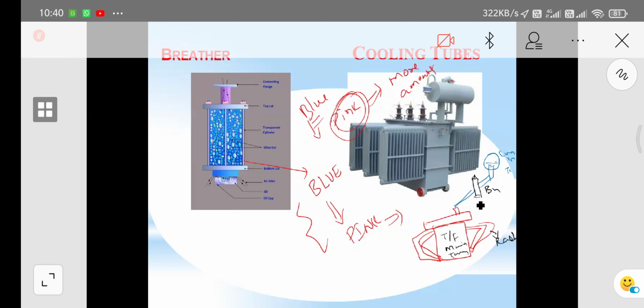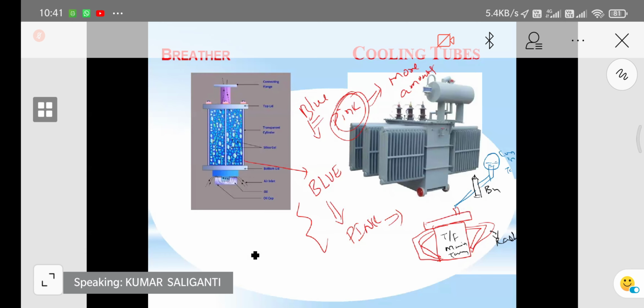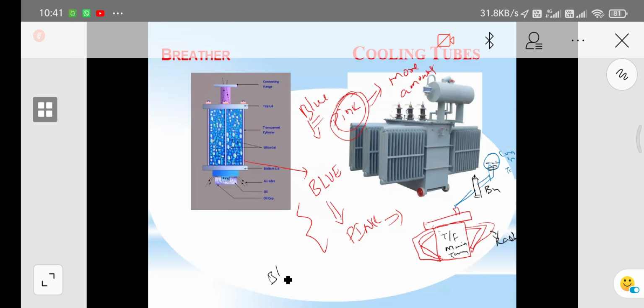So the Buchholz relay. What about the color of oil generally? Always remember the color of oil. Here, this is the total oil level. The color of the oil is black, or a combination of black and brown. It is called pyrochlore. Just wait.